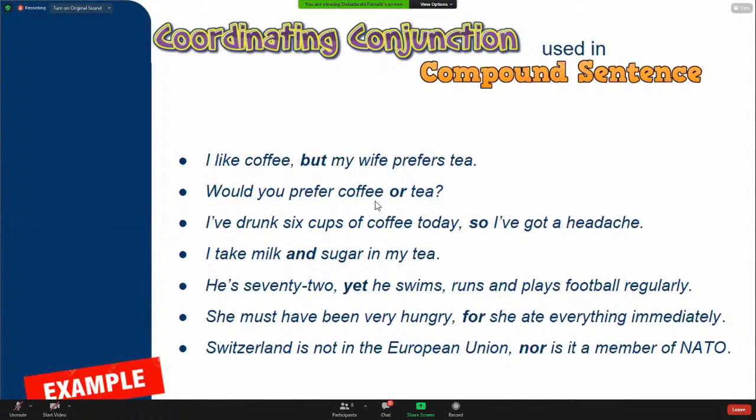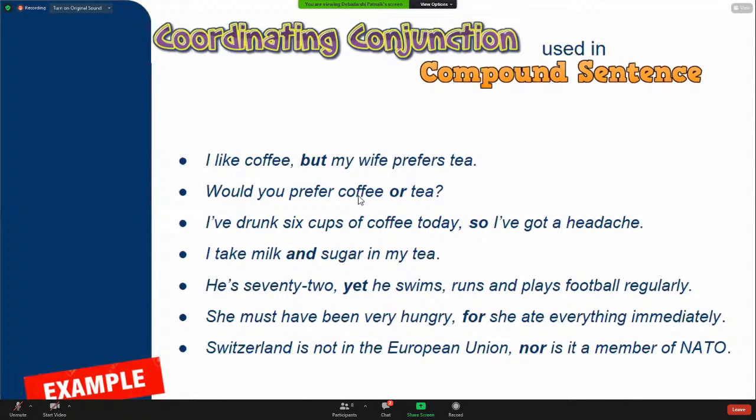Another sentence you can see: I would prefer coffee or tea. So you may be thinking, sir, here there are no two clauses. Yes, there are also two clauses. How? You can imagine this. I can divide this big sentence into two simple sentences like this: would you prefer coffee? Would you prefer tea?